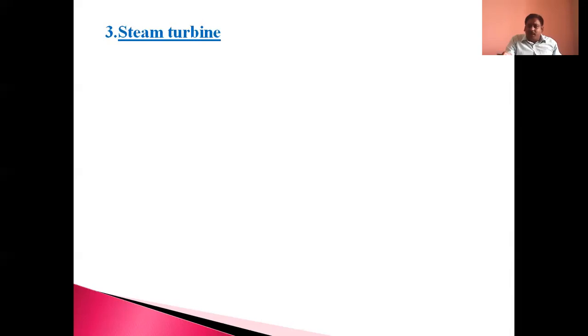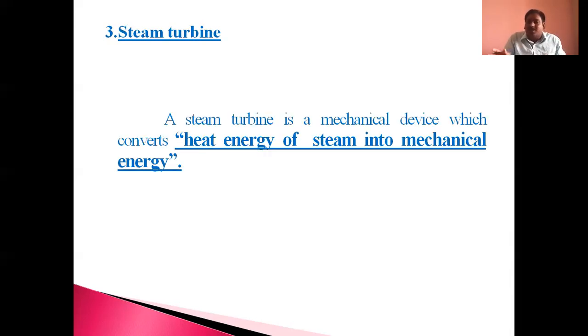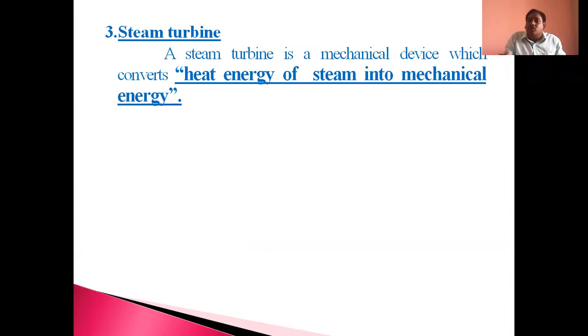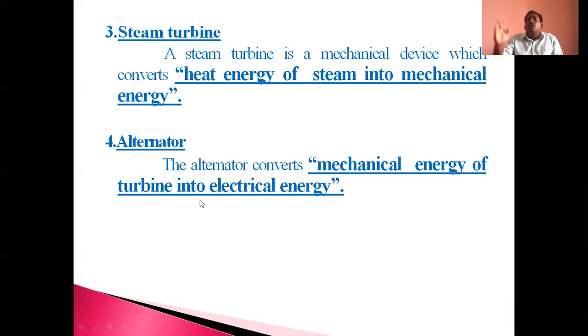Here, what is the function of the steam turbine? This steam turbine converts heat energy of steam into mechanical energy. A steam turbine is a mechanical device which converts heat energy of steam into mechanical energy. This mechanical energy is fed to the alternator. The fourth important component is the alternator. This alternator converts mechanical energy of the turbine into electrical energy.